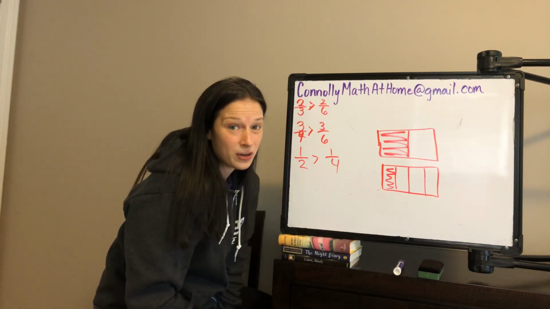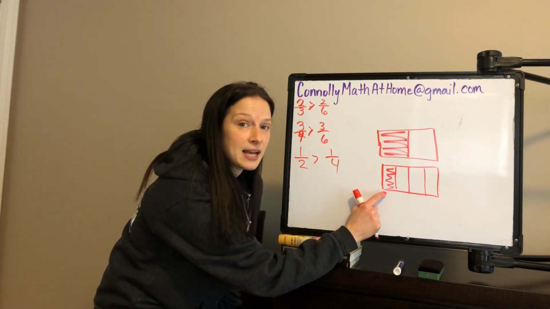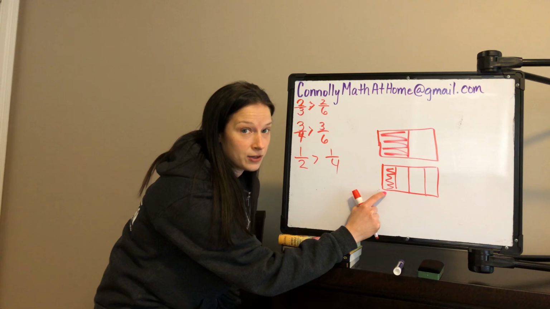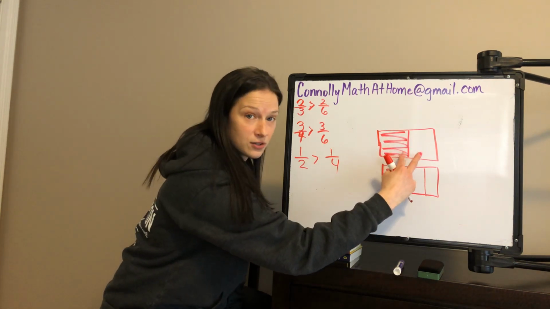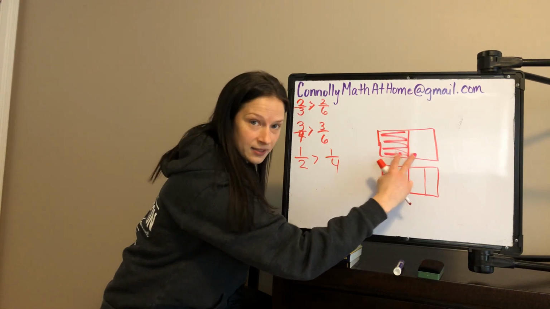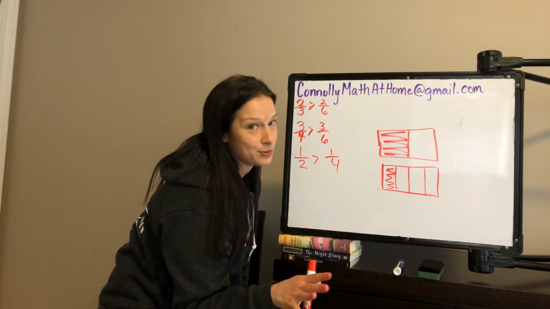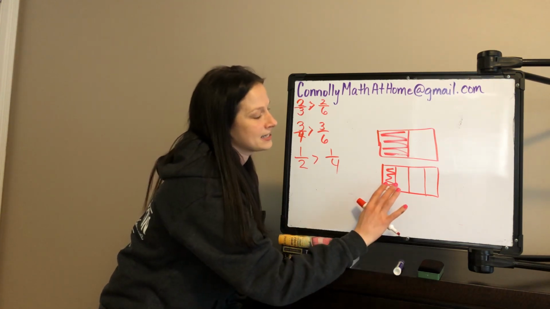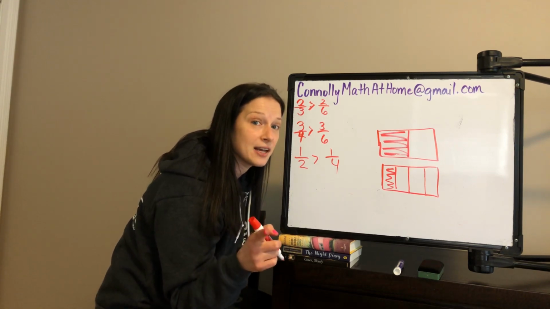So my denominator got greater. The size of my pieces got smaller. If you're thinking about sharing this pizza between just 2 people, you get a bigger piece, right? But then your little sister and brother come along, always ruining the party, and you have to share with more people, you get less pizza.